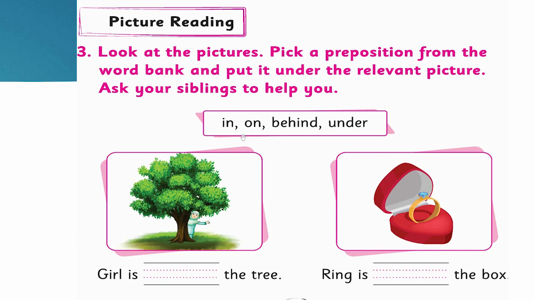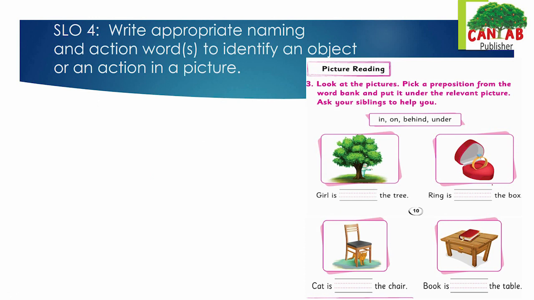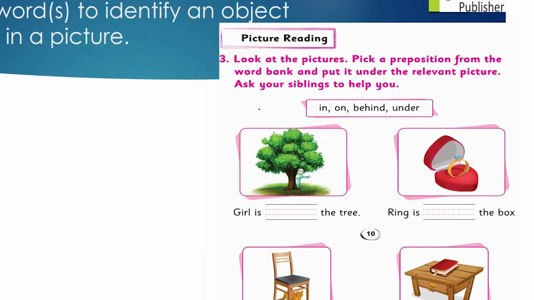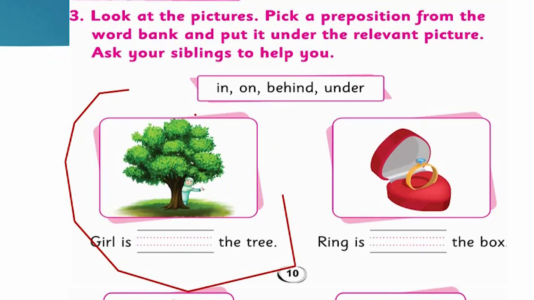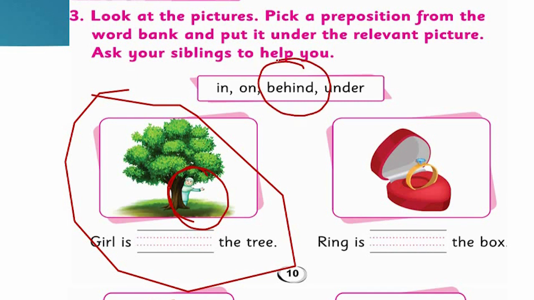The words given inside the box are in, on, behind, under. There's a girl, there's a ring, there's a cat, there's a book. All of these pictures, you have to identify the preposition for the noun in the picture. So let's look at picture number one. The girl is, can you spot the girl in the picture? Yes. The girl is behind the tree. So you can write the word behind on the blank. Please follow the 4-line instructions and write it neatly.